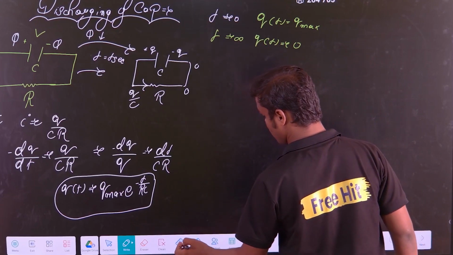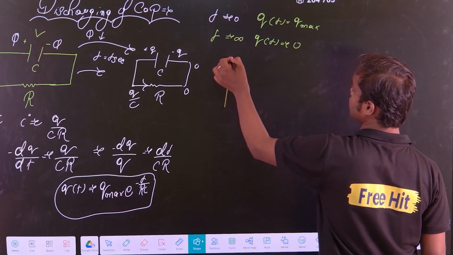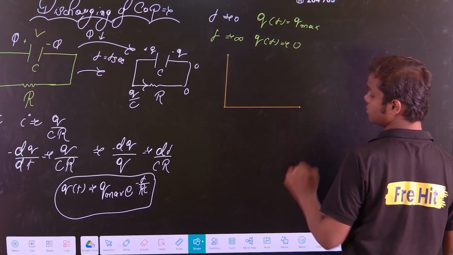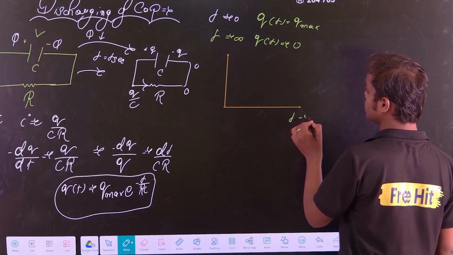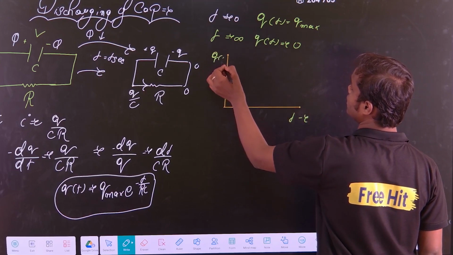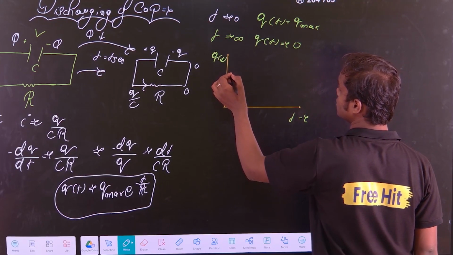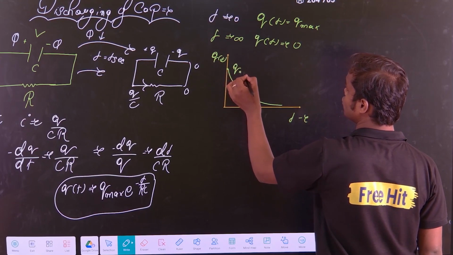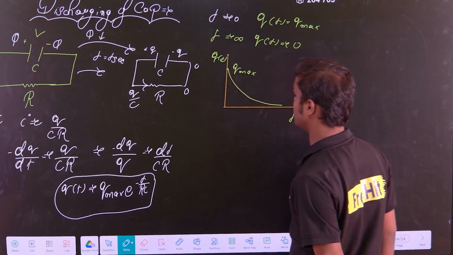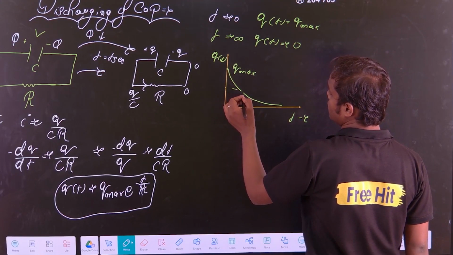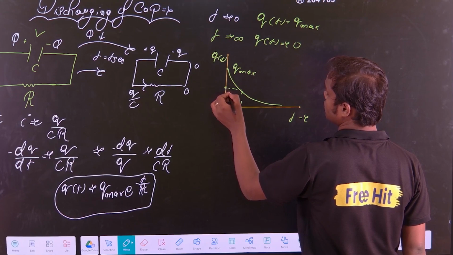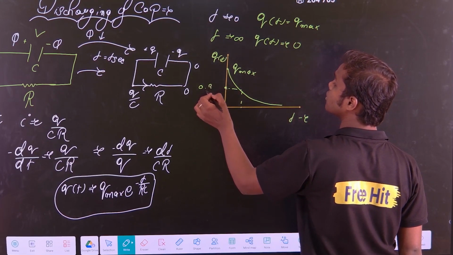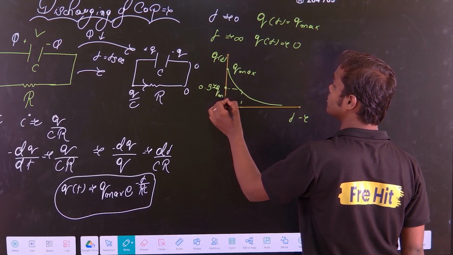So if I want to draw the graph also, we can draw the graph, no issue. This will be my time t, and this is my charge Q of t. Initially it is the maximum charge, and finally it is decreasing like this. This is my Q max. And this is defined as how much? 0.37 of Q max, or 37%.